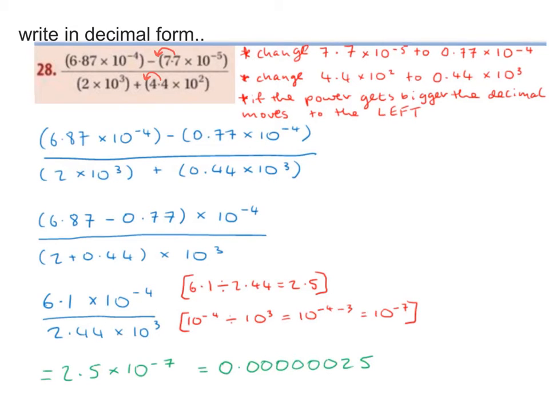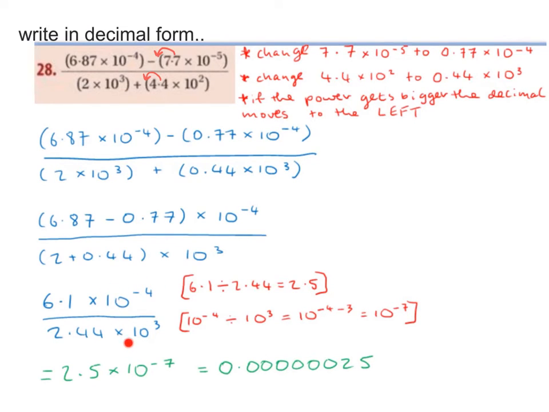We do the same with our denominator. So we're going to pull out the 10 to the power 3 as our highest common factor. We're going to bring down the 2, the plus, and the 0.44. 2 plus 0.44 is going to be 2.44, and that's times 10 to the power 3. Next, we're going to just divide the decimal parts. So 6.1 divided by 2.44, and that's going to give us 2.5. So that's where that 2.5 comes from.